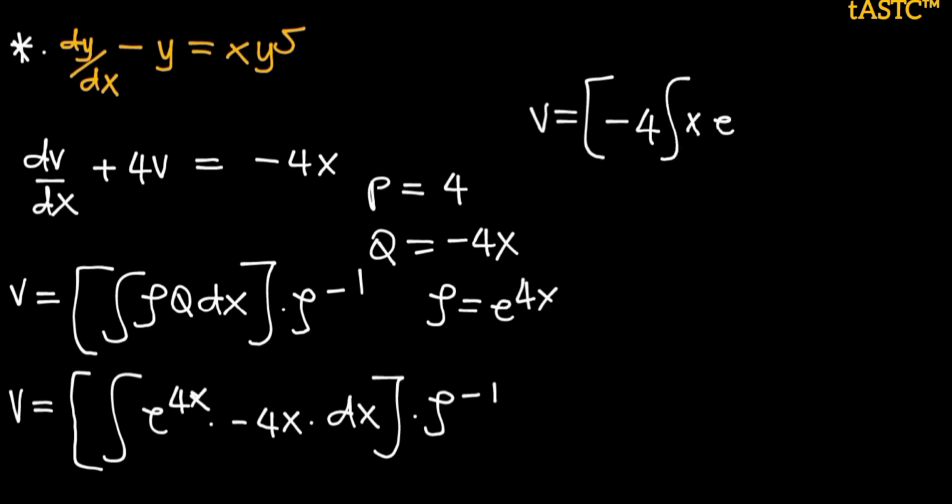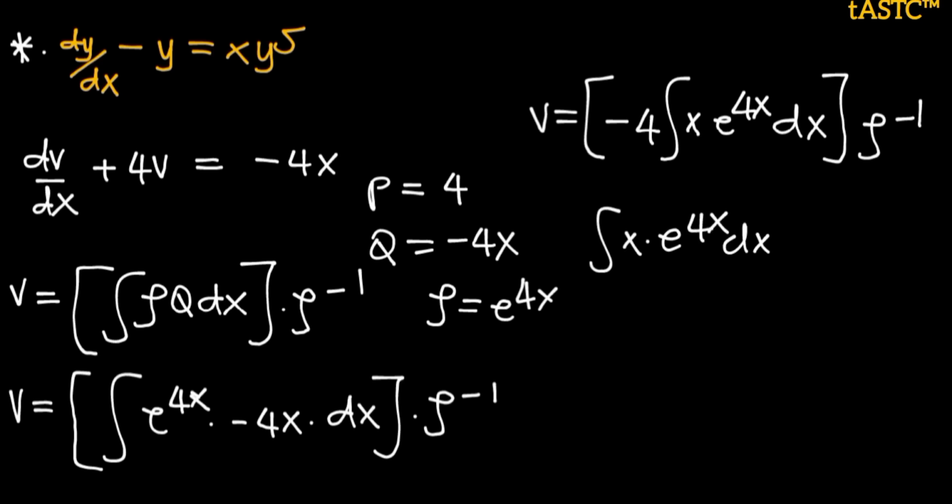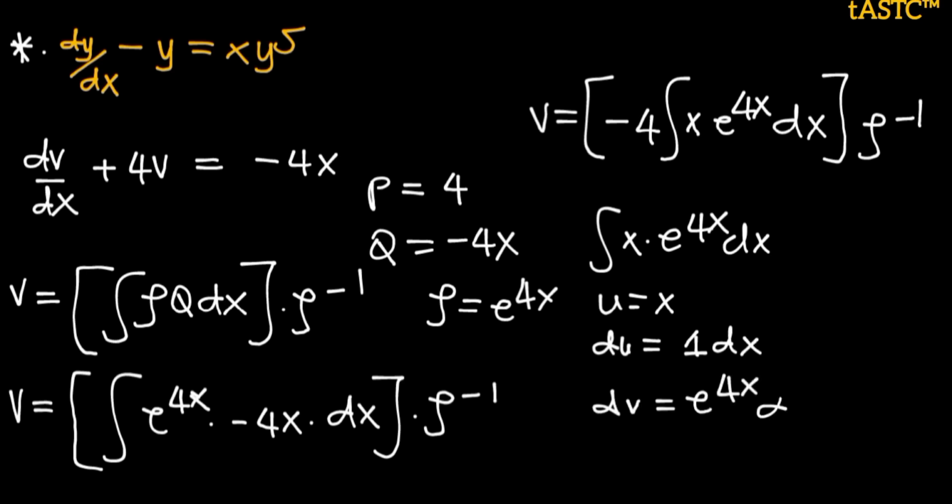Integral x e to the 4x dx and rho raised to the power of negative 1. So we need to work this integral. Now working that, we need parts. So let us try to work it. So this is x e to the 4x dx. Now in this case, we're going to make x to be as u. So u is equal to x. And therefore, du will be equal to 1 dx. Next up, we need to make this to be dv. So dv is equal to e to the 4x dx.